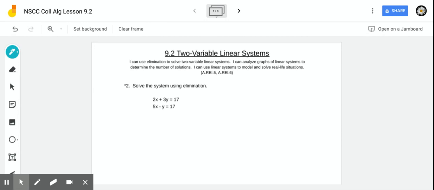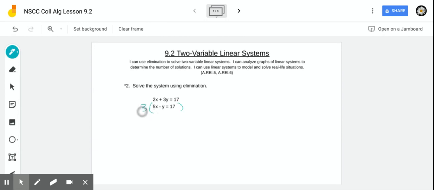In order to use elimination, remember our goal is to add the two equations and for one of the variables to eliminate. So we need to have the exact same thing except opposite. For example, in the first equation, we have 3y. In the second equation, if we have negative 3y, those will cancel. So that's going to be our goal.